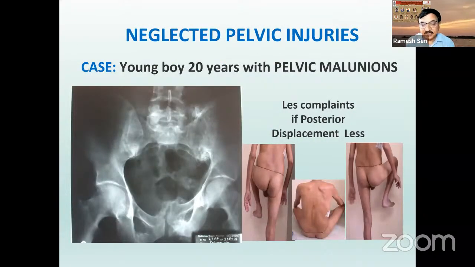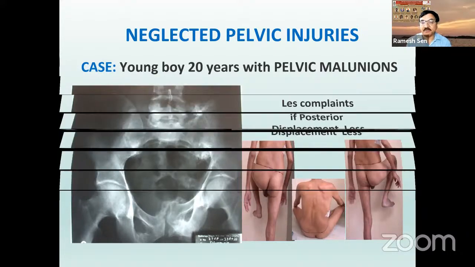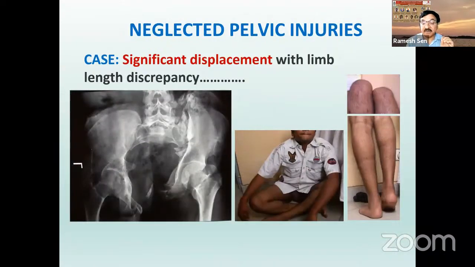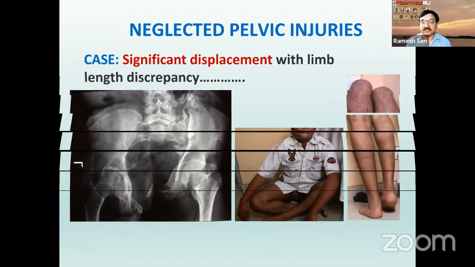And here again, there is a young boy, 20 years, where there is a malpositioning and a union posteriorly and anteriorly, but he is able to execute his job, so he's not unhappy with it. But that does not happen with everyone. Now here is another patient, another child with a significant displacement and inability. You can see he cannot sit properly, he cannot stand properly, and he has got a significant limb length discrepancy.